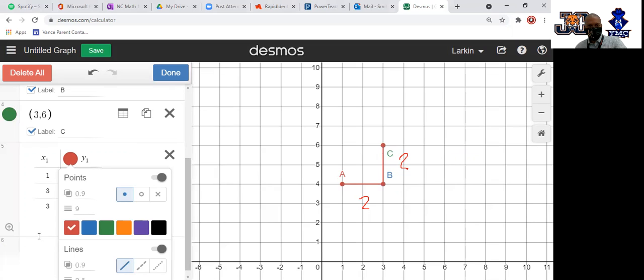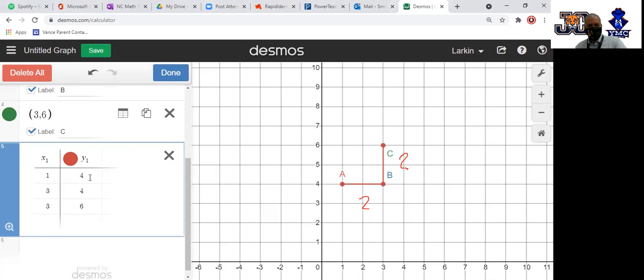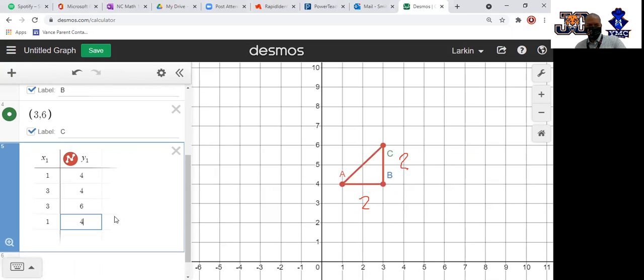C to A. In order to do that, I need my first point where we started from. I started at (1, 4), (3, 4), (3, 6). Now we need to go back to (1, 4). I'm going to put (1, 4) right here. Bam, there's my triangle.